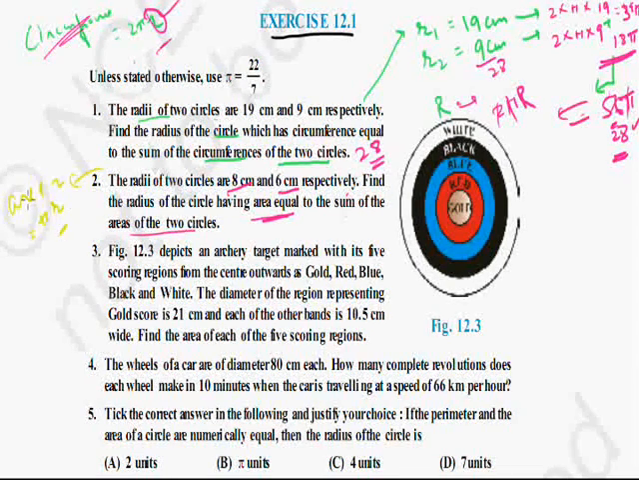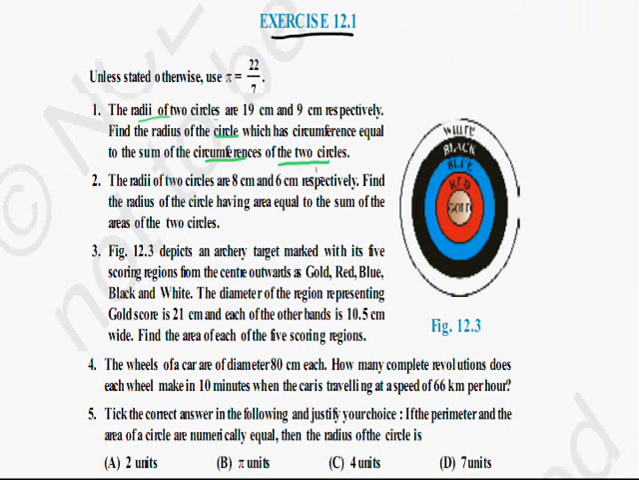Let me use a brighter pen. Now the area is pi r square. The radii of the two circles here are 8 cm and 6 cm, and here we are using pi r square. Let me do the problem again. Let the first circle have radius r1 and the second circle r2. The area using r1 is pi r1 square, and the area using r2 is pi r2 square.